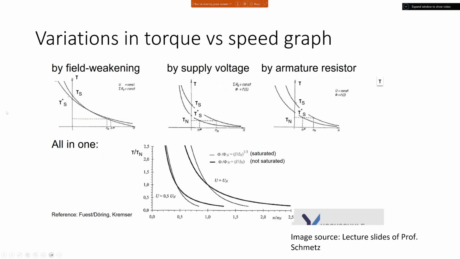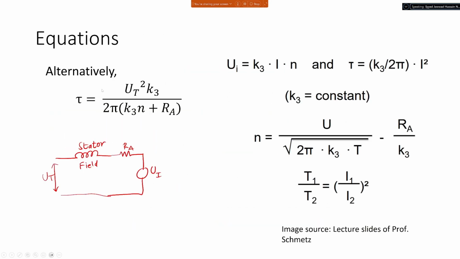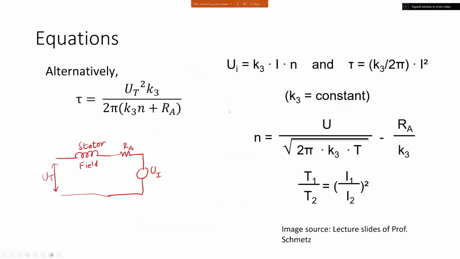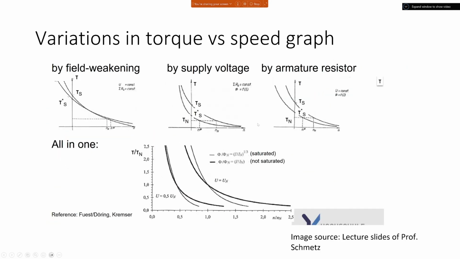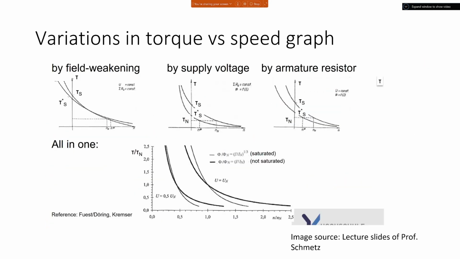So now we look at the modifications to the graph because of changes in the properties of the motor. Supply voltage, you can see it's shifting up. UT square is there, that's why, and nothing else is changing. So it shifts up for a higher voltage. Armature resistance shifts down because higher armature resistance means the denominator is larger, so the value decreases. But at higher RPM, this K3N starts dominating, so the RA doesn't matter anymore. That's why at the later ends they are quite close in value for different armature resistances. Field weakening, I think it's about the changes in the current or the K3 value, not sure. Anyways, it's not that important.